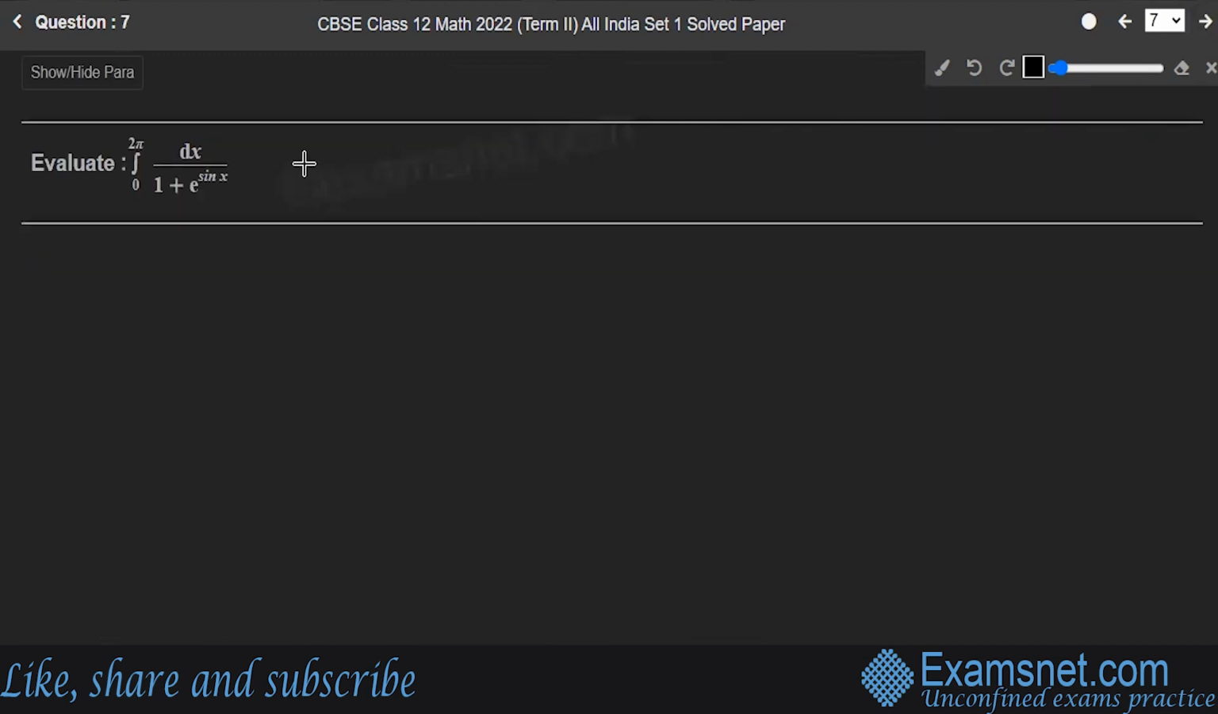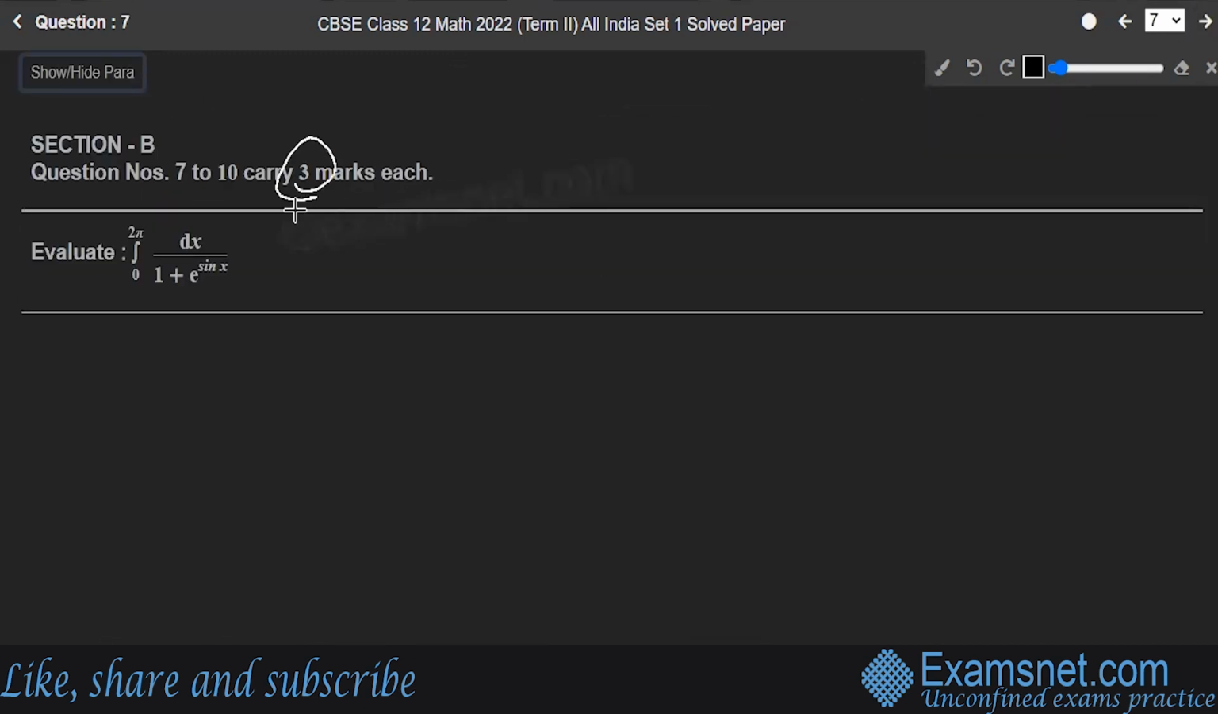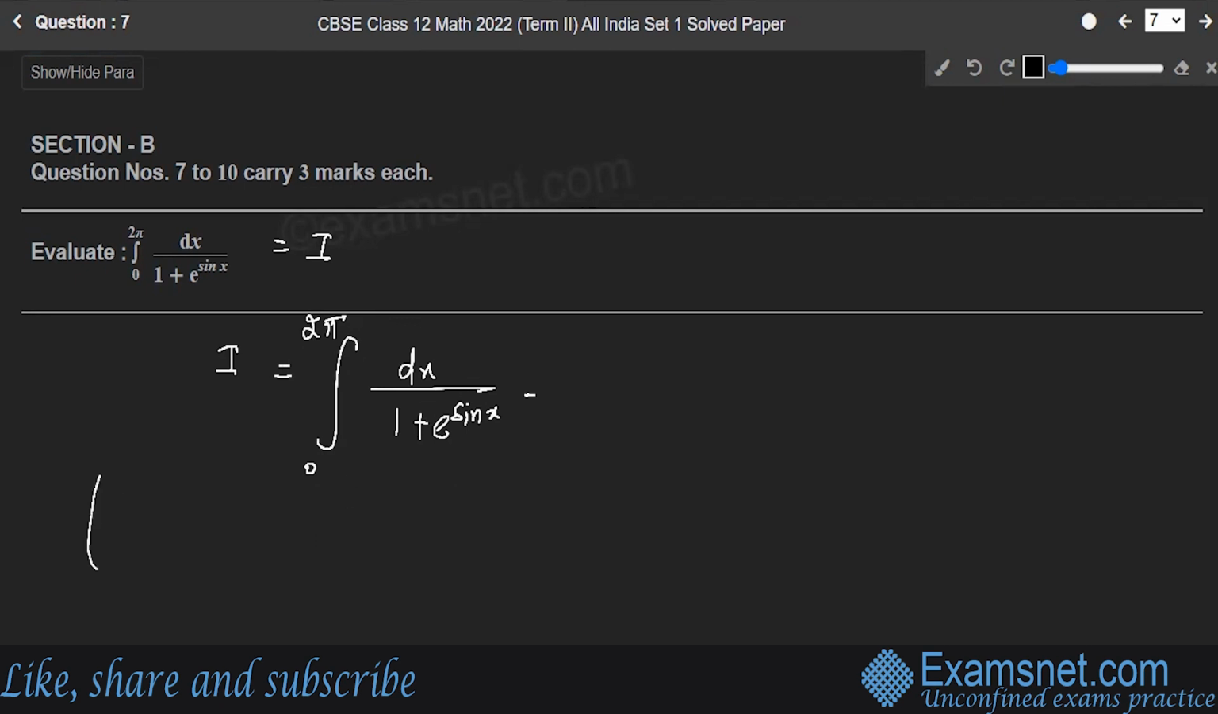Let's move to the next question, number 7. This is a 3 marks question. Now you have to evaluate this particular integral. Let's say this is equal to I. So you are given I is equal to the integral from 0 to 2 pi of dx upon 1 plus e raised to power sin x. Now I'll be using one formula, and that is, integral from 0 to a of f(x) dx equals integral from 0 to a of f(a minus x) dx. We have used that multiple times in our questions.